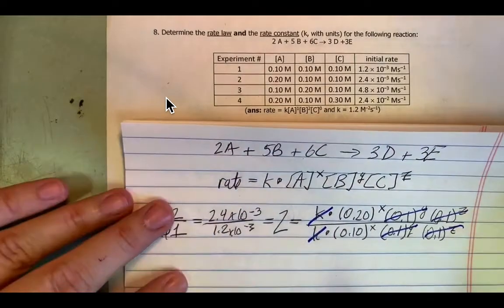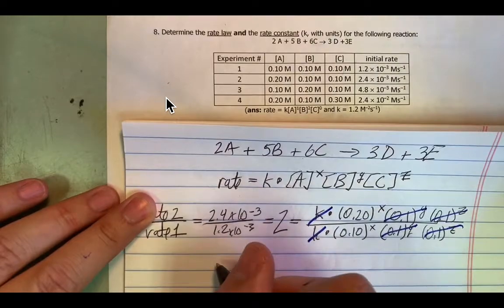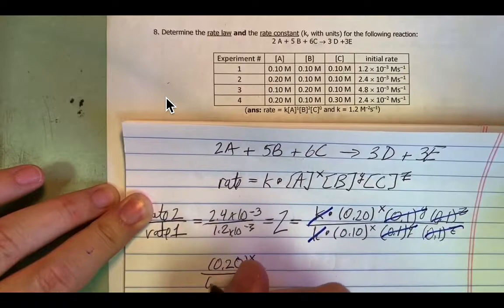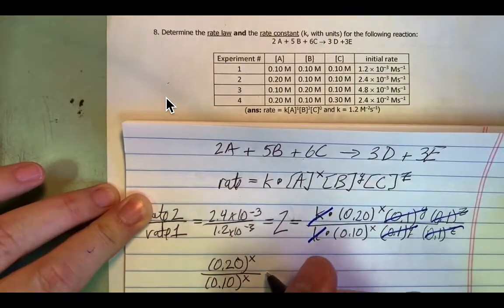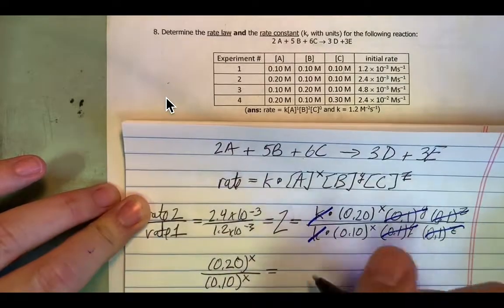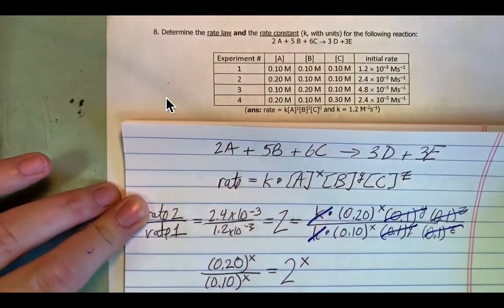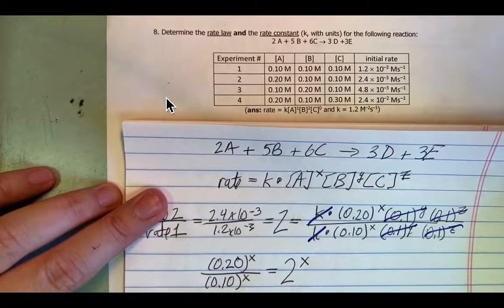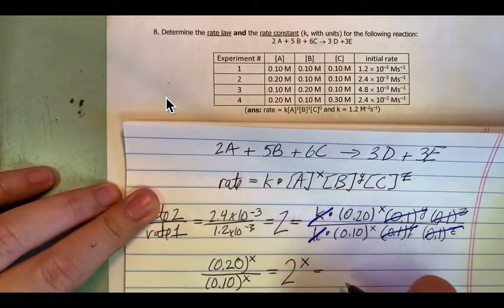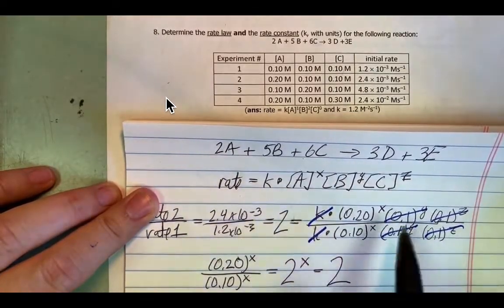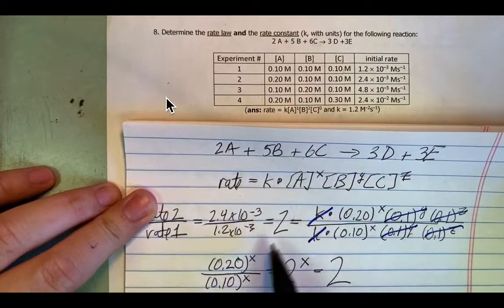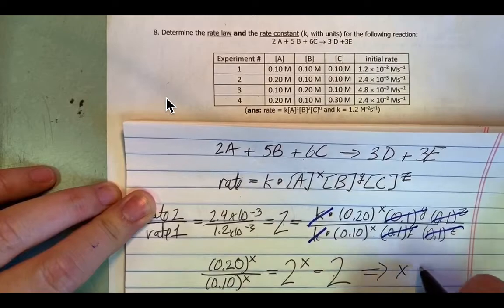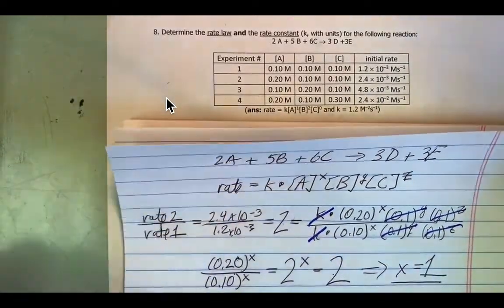And so what we're left with here at the end of the day is 0.20 raised to the X over 0.10 raised to the X, which is the same as 2 raised to the X. If I divided the top and bottom here by 0.10, this is what would happen. And that is equal to 2. So this part yields this part, and this is just me rewriting that. So it should be pretty straightforward here then to see that X equals 1. X must be 1 for that to be true.